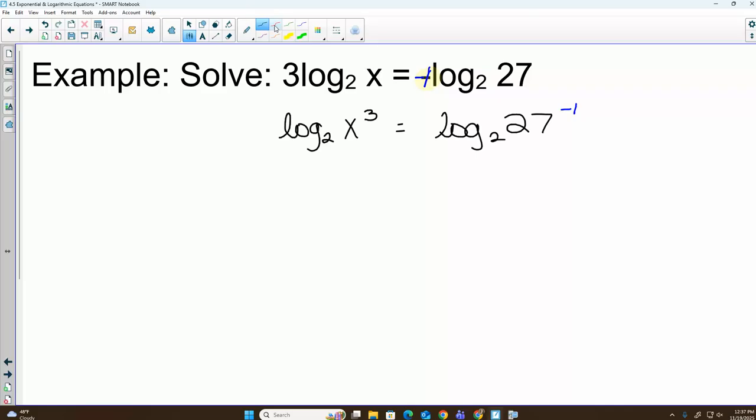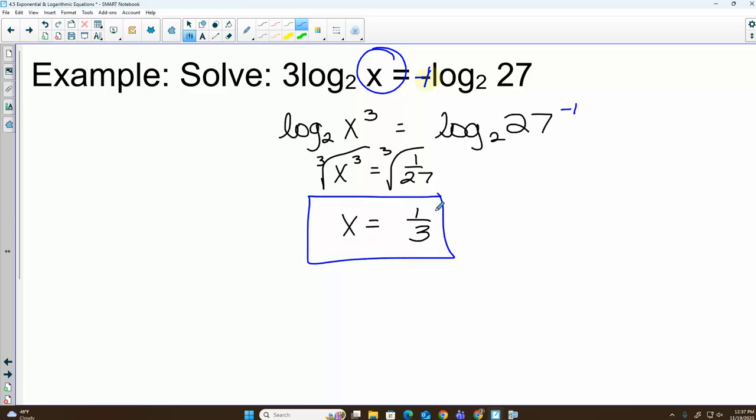From here, now we have a single log on each side, so we can drop it. So x cubed equals, what is 27 to the negative 1? To get rid of a cube, we cube root. Do we need a plus or minus? No. Odd roots don't need it. Even roots do. So we get 1/3. Do a quick check. Just make sure if I plug in 1/3, is my argument positive? Yeah. If it wasn't, what would my answer be? No solution. Good.